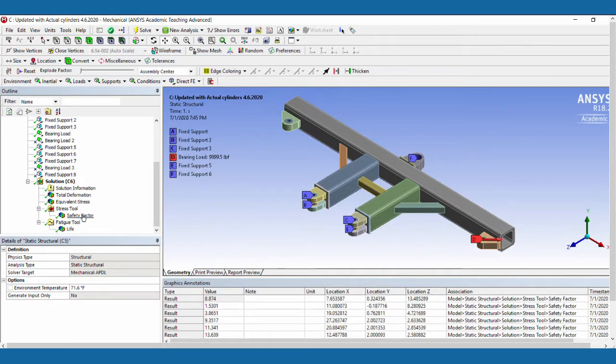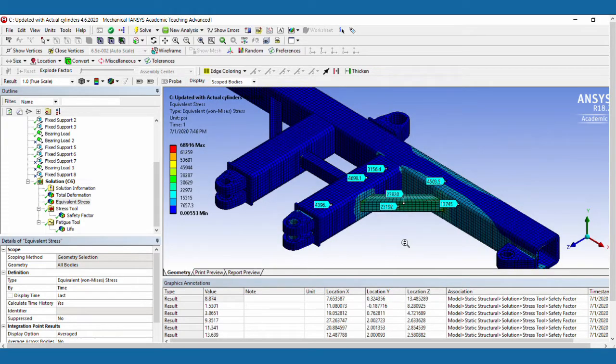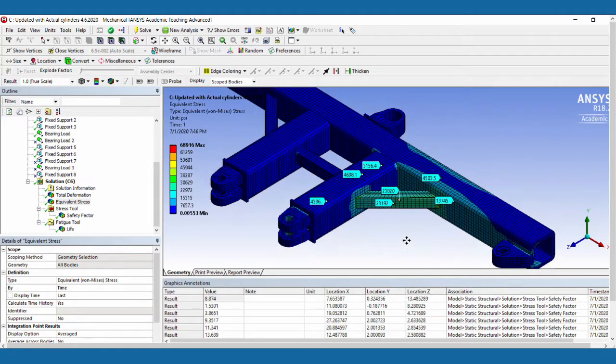Taking a look at the equivalent stress on the frame from the probes, it can be seen that the majority of these stresses are below the 46,000 PSI yield stress of ASTM A500 steel square tubing grade B, which is what this carriage is made from.